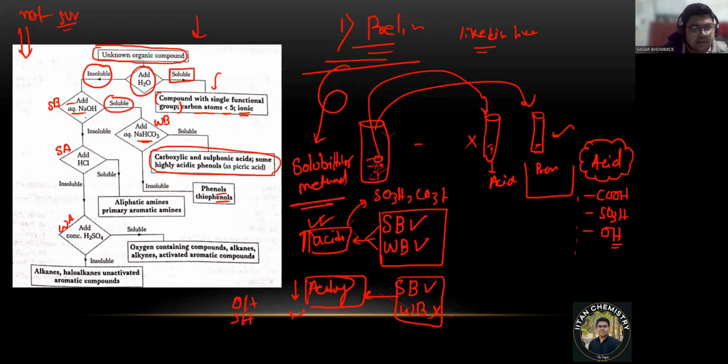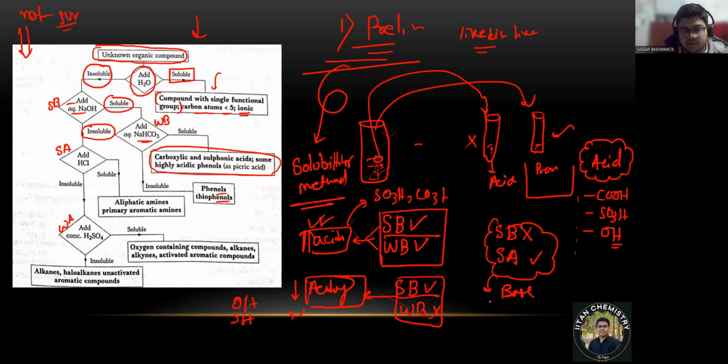Now, if it is insoluble in NaOH, that means it is not soluble in a strong base, then you have to add HCl. If you add HCl, that means strong acid, and it is soluble, then you can predict that the compound should be a base. The compound should be a strong base, like aliphatic amine or primary aromatic amine.